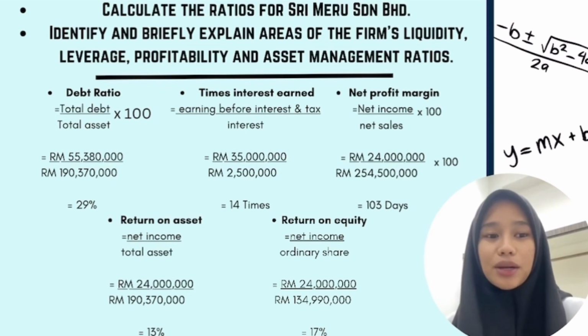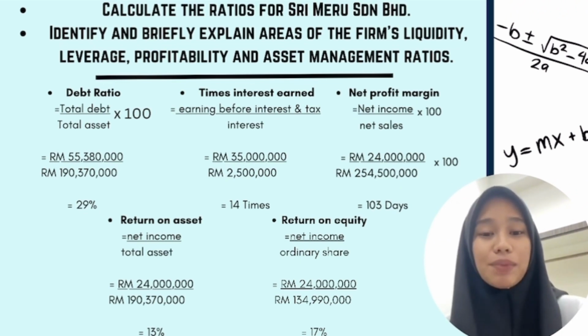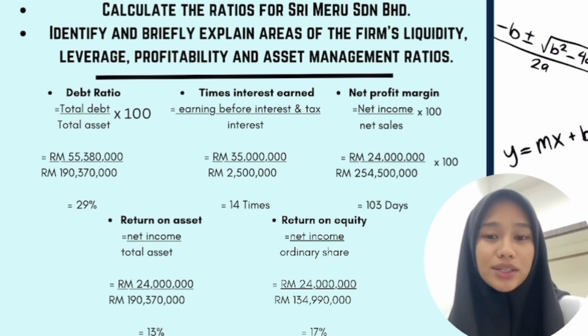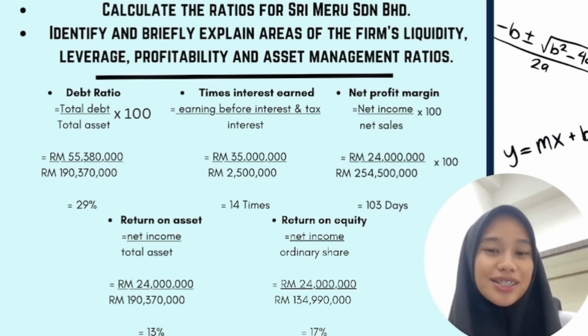Next is debt ratio. The formula for debt ratio is total debt divided by total asset times 100. Debt ratio for Sri Meru Sdn Bhd company is better than debt ratio of the industry. It is because debt ratio for the company is higher, which is 29%, while debt ratio for industry is lower, which is 22%.